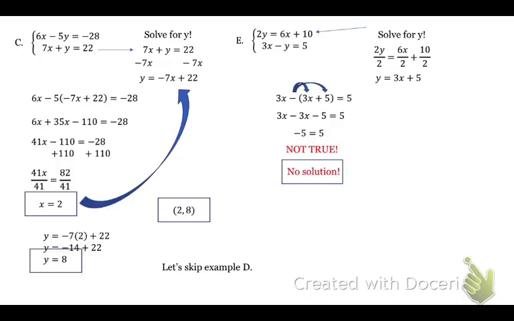That was scary. So if you end up with two numbers that do not equal each other, that will never equal each other on this planet of Earth, ever, then it's not true. There's no solution. There's nothing that we could plug in to make these equal, which means that those two lines are parallel. Wow. Okay, let's skip F also, I guess.